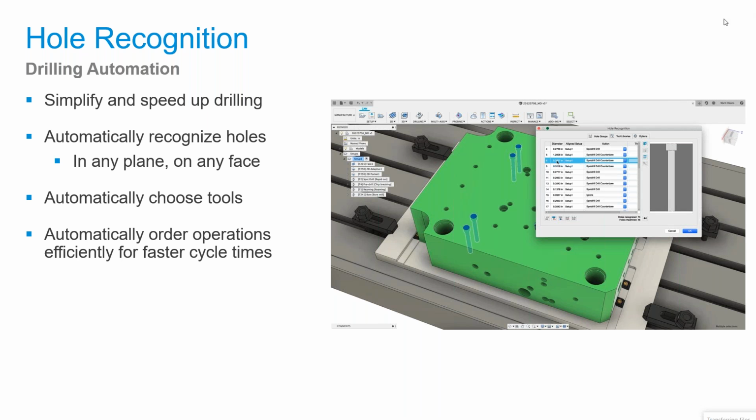So this is the first one, the hole recognition. As you see, it automatically recognizes the holes from the 3D data that you get, and then it creates the NC program. That's what hole recognition is all about. Next slide, Sanjeev.